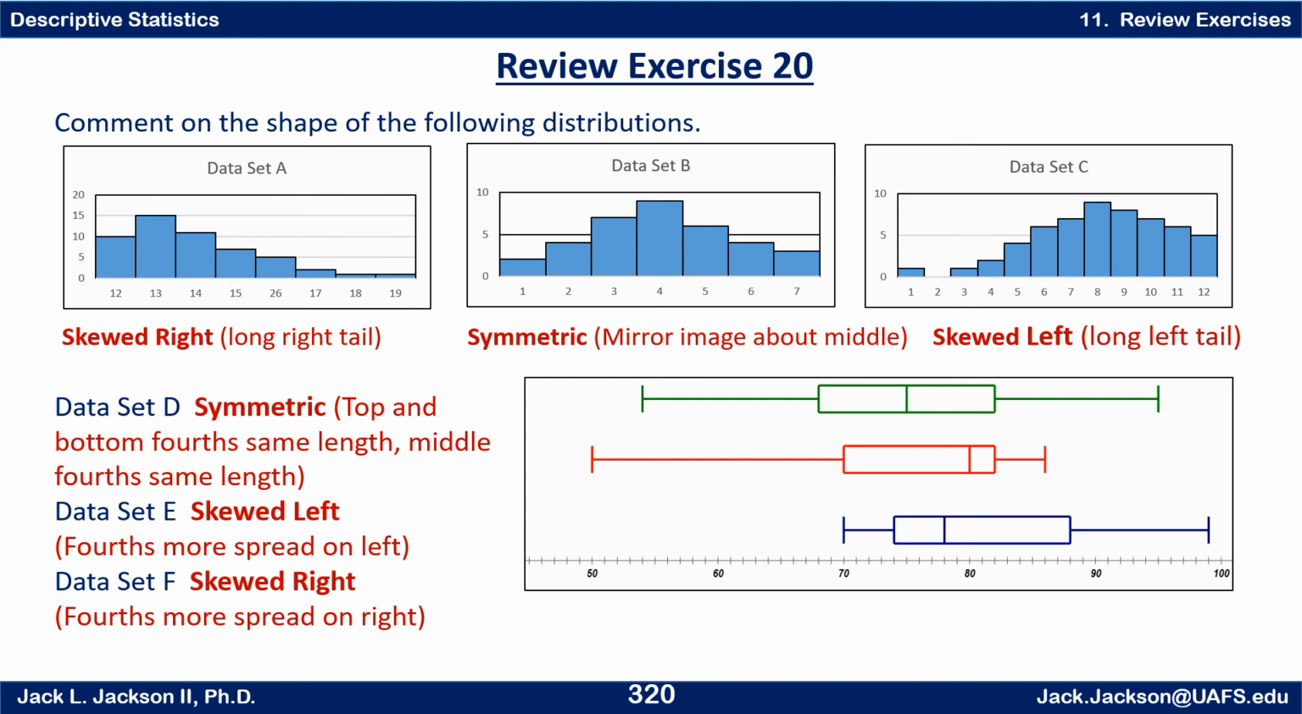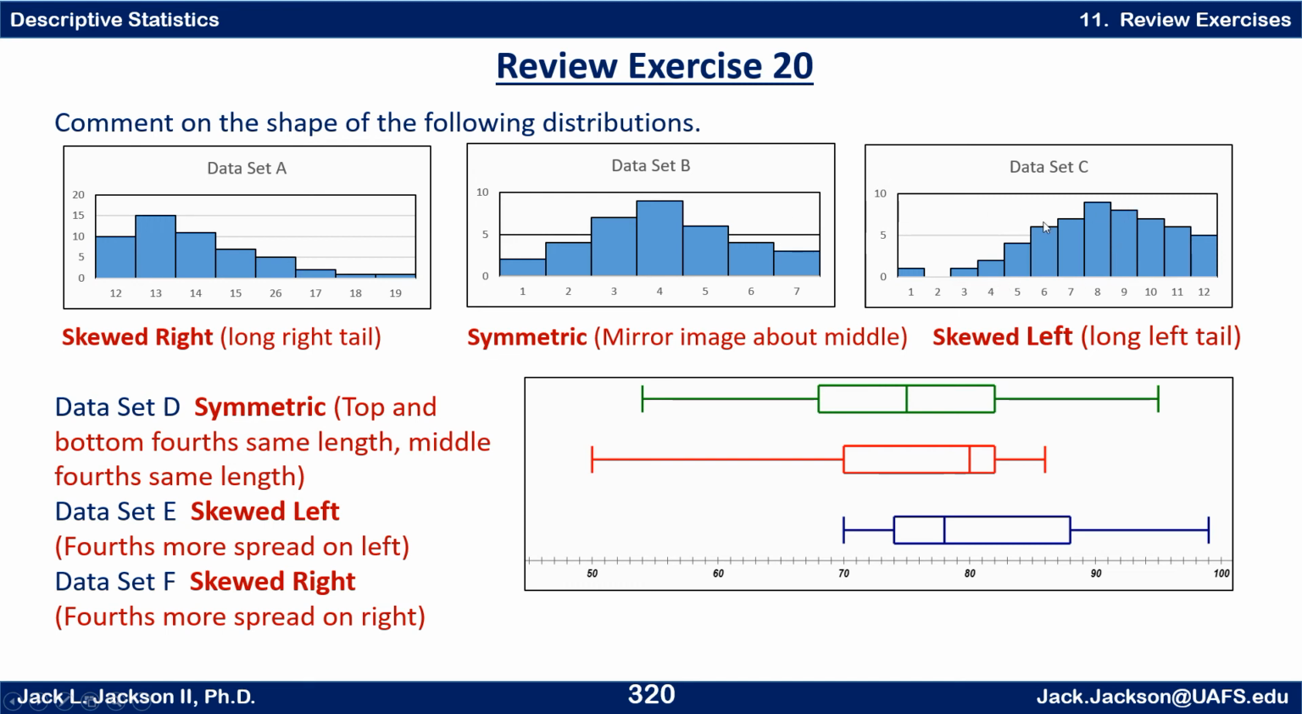Data set B is symmetric, or almost perfectly symmetric. It's more or less a mirror image about the middle. So if you look to either side of 4, you've got bars roughly the same height next to that. At 3 and 5, at 2 and 6, they get a little shorter, but they're roughly the same size and smaller on the end. Now, it's not perfectly symmetric, but it's mostly symmetric. So we would still call that a symmetric graph.